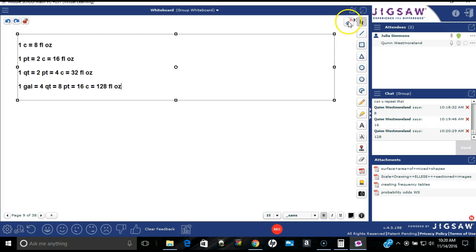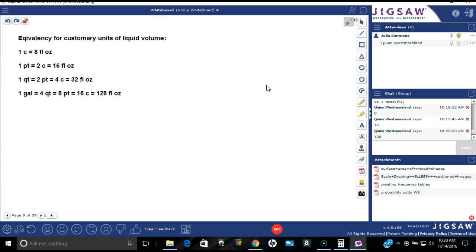And this is your equivalency chart for customary units of liquid volume. 1 cup is equal to 8 fluid ounces. 1 pint is equal to 2 cups or 16 fluid ounces. 1 quart is equal to 2 pints or 4 cups or 32 fluid ounces. And 1 gallon is equal to 4 quarts or 8 pints or 16 cups or 128 fluid ounces. So if you have this written down, when you go to make your conversions between customary units of liquid volume, it's going to be much easier, right?